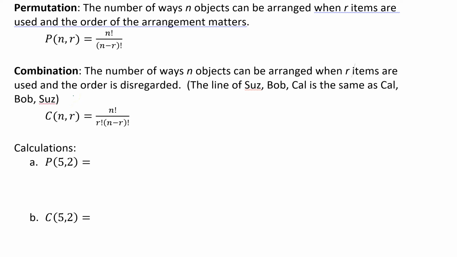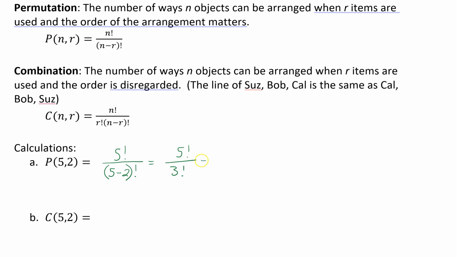All right, now let's take a look at actually calculating these. To begin with, I'll show how to do them by hand, and then I want to encourage you to use technology. Let's start with the calculation of the permutation 5 taken 2 at a time. So we have 5 items, but we're only taking 2 of them and putting them in an arrangement. So I have n is 5 factorial, over the quantity n, which is 5, minus r, which is 2. This becomes 5 factorial over 3 factorial.